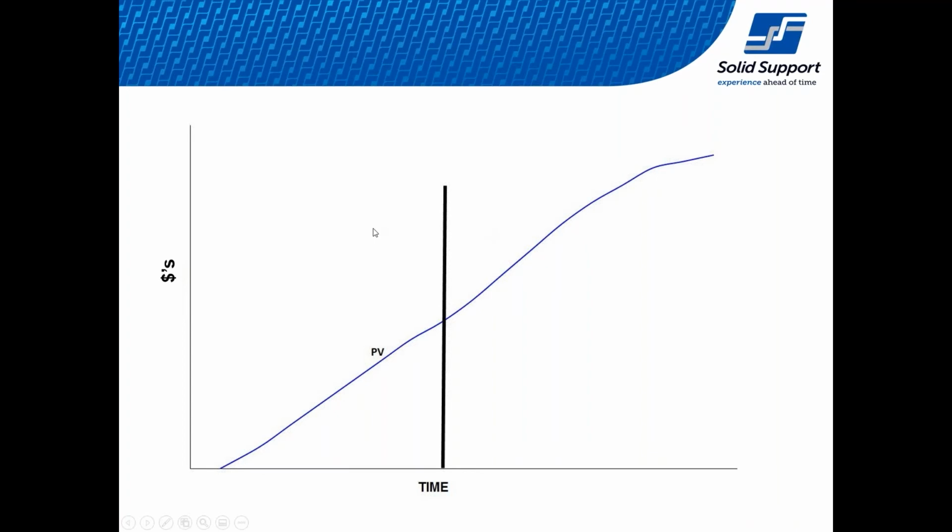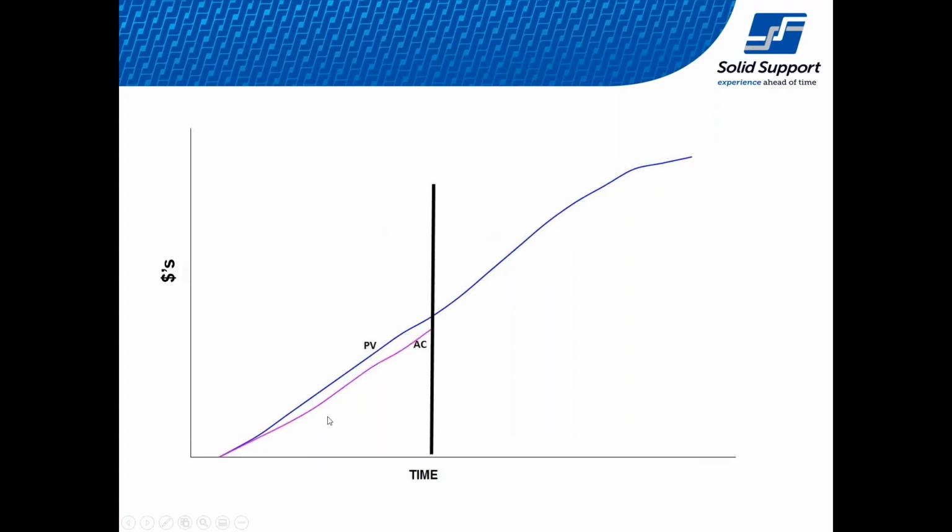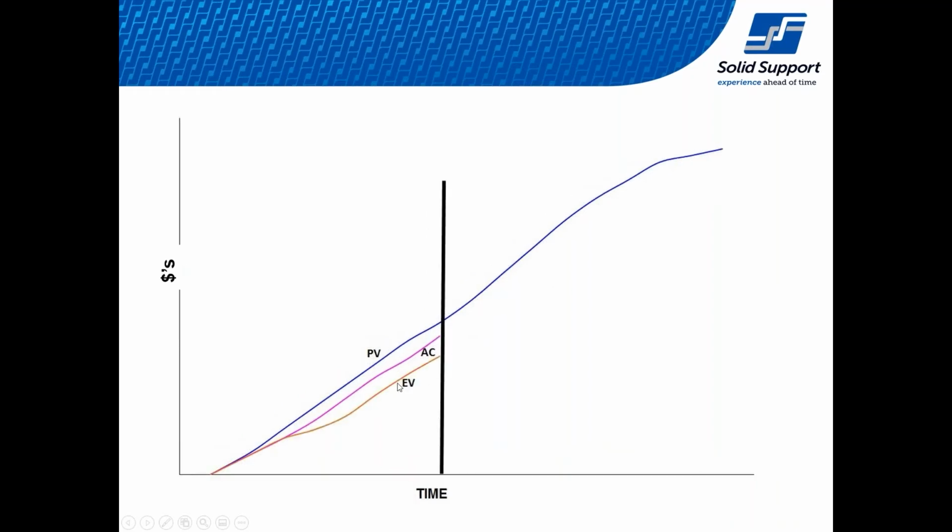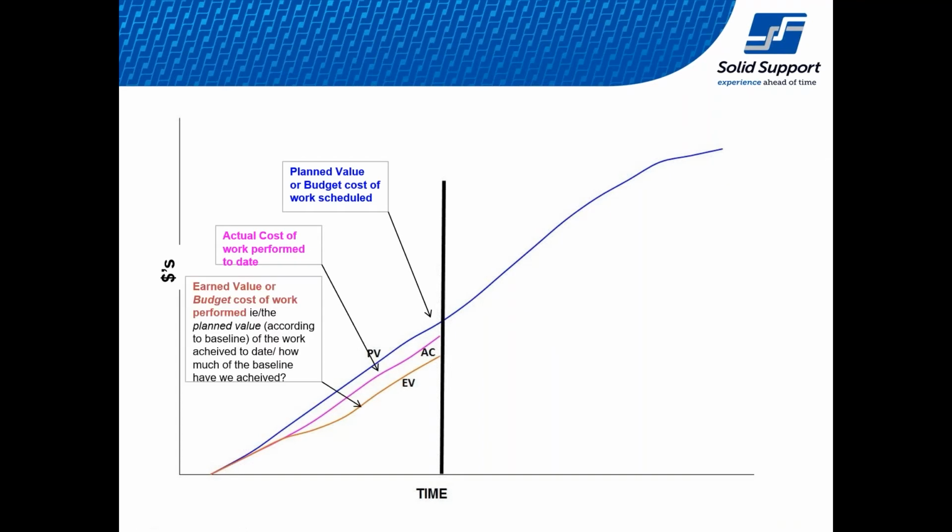So we have our planned value there, and we have our actual cost there. Now our actual cost will only go up to our report date, which is the black line in the middle, because that's what we've progressed so far. If we have our earned value there, which is the earned value graph we've got inside, so we have our planned or budget cost of work scheduled, we have our actual cost of work performed, and we then have the earned value or budget cost of work performed inside there.